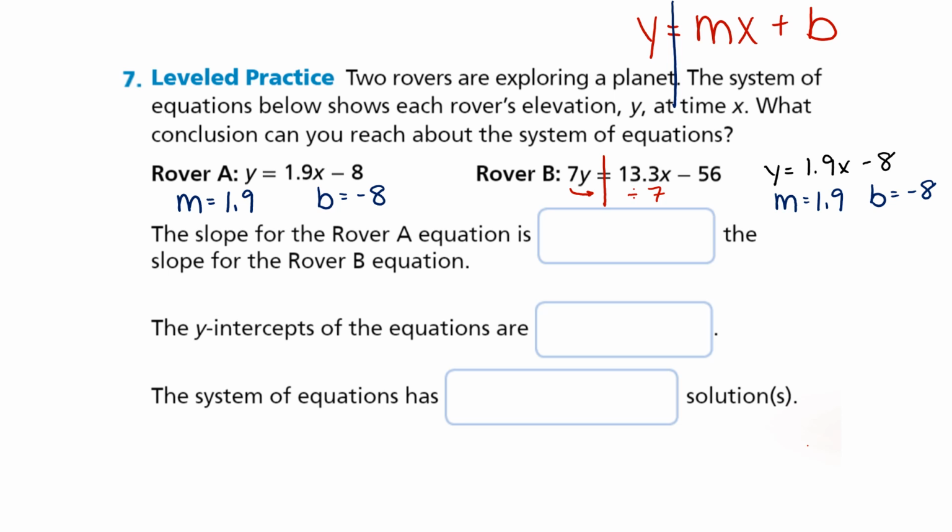So for our statement, we would say that the slope for rover A equation is equal to the slope for rover B. The y-intercepts of the equation are also equal. They are both negative 8, meaning if both the slope and the y-intercepts are equal, it means it has infinitely many solutions.